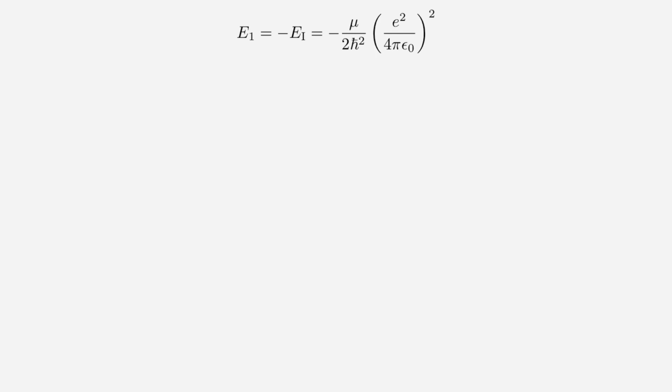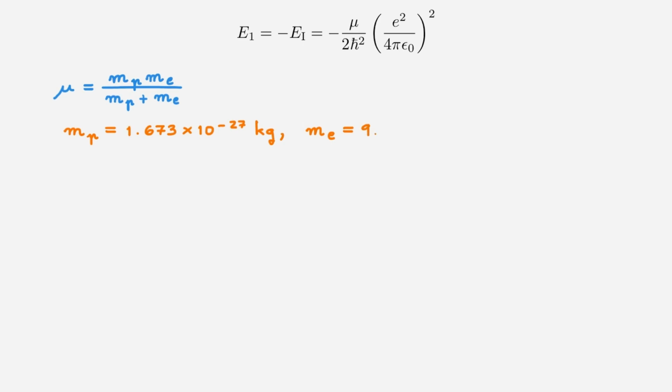Let's put some numbers into this expression, and let's start with the reduced mass mu, which we can write using this expression in terms of the electron and proton masses. In SI units, the proton mass is equal to 1.673 times 10 to the minus 27 kilograms, and the electron mass is equal to 9.109 times 10 to the minus 31 kilograms. If we plug these numbers into the expression for the reduced mass, we find a value of 9.104 times 10 to the minus 31 kilograms.